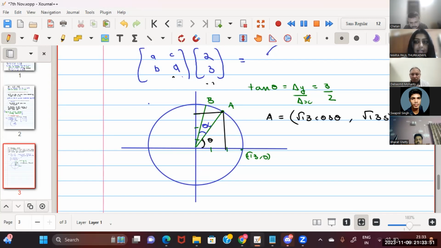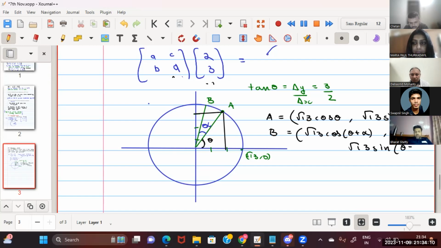Like if you're familiar, similarly we can write B, because B makes an angle theta plus alpha, right? So that would be root 13 cos of theta plus alpha, root 13 sin of theta plus alpha, right?